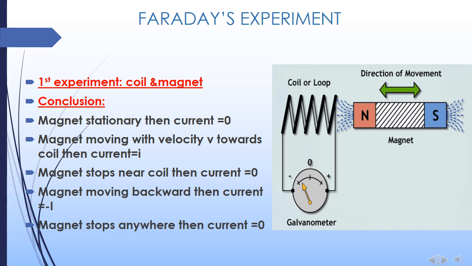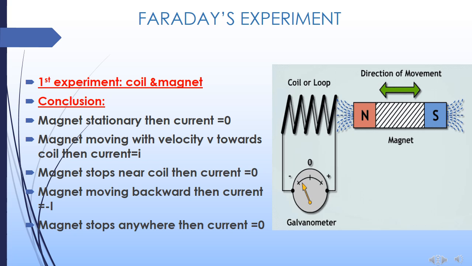Number 1 is, if the magnet is stationary, then current is 0. Second one is, if the magnet is moving with a certain velocity v, then there is a current in the coil. Third one is, if we stop the magnet near the coil somewhere, then current is again 0.